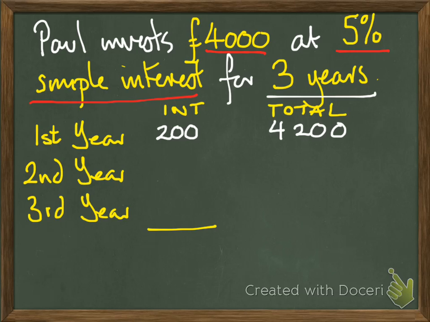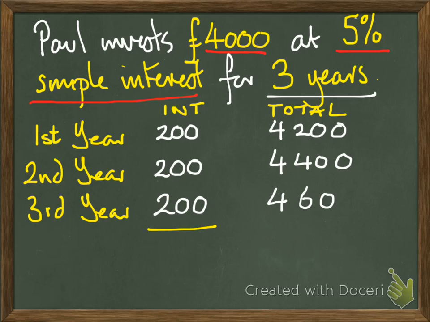In the second year, and this is where it's simple interest, I earn exactly the same amount of interest. It does not take into account this 4,200. It is purely based on that first year's interest. So now I add the 200 onto the 4,200, and I have £4,400. And in the next year, how much interest do I earn? Again, it's simple interest. It's exactly the same as the first year. So my running total, where am I at now? I now have £4,600.